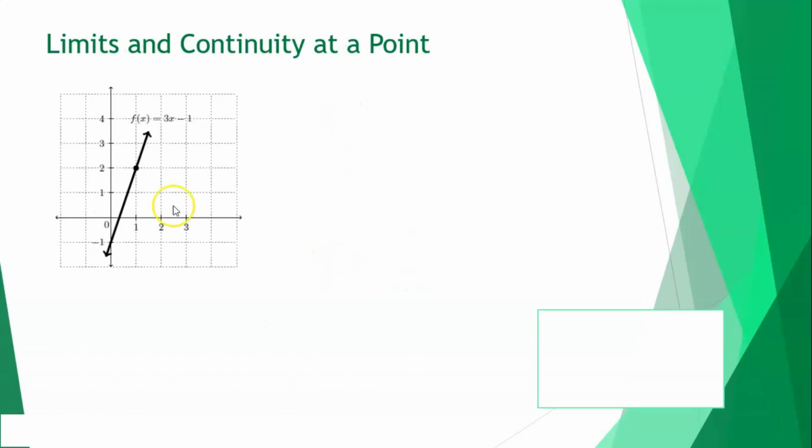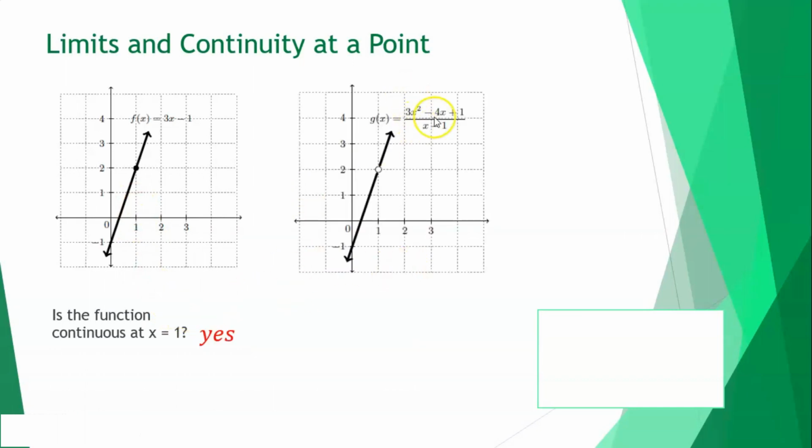Now, given these graphs, for example, this is a graph of 3x minus 1. Is the function continuous at x equals 1? By just looking at the graph, our answer here is yes. Next, this is the graph of (3x squared minus 4x plus 1) over (x minus 1). Question: is the function continuous at x equals 1? By looking at the graph, our answer here is no. Why not? Because when x is 1, take note, it is open at 2. So when you say discontinuous graph, at a certain point, there is a gap or a hole in the graph.